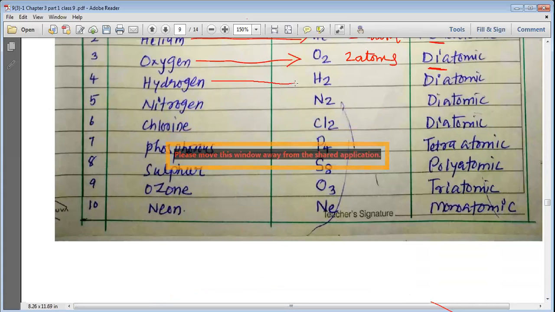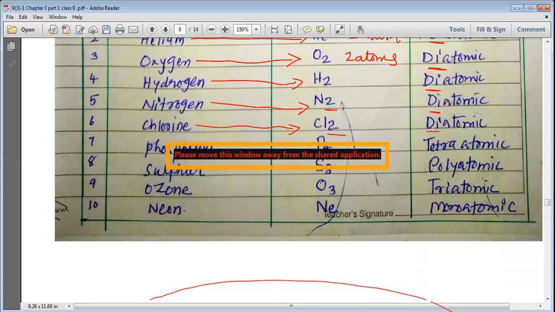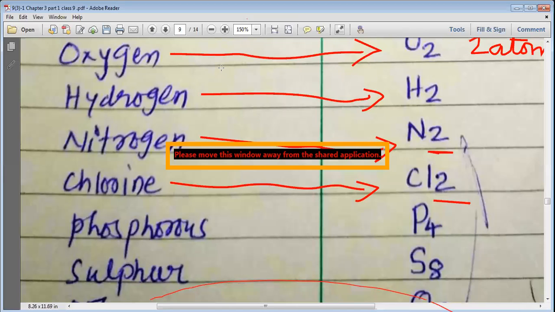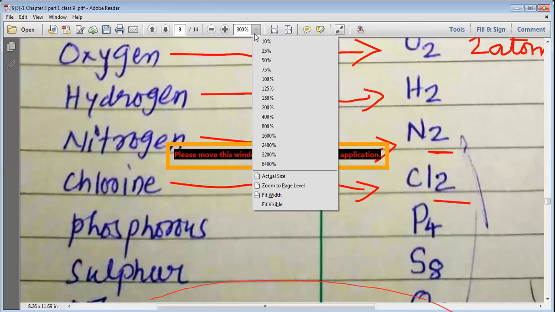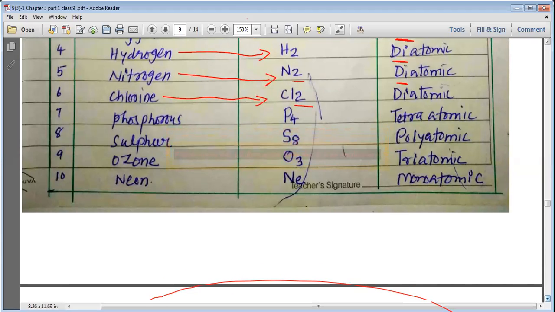In the same way, for hydrogen the molecule is H2, and that is why hydrogen is diatomic. For nitrogen the molecule is N2, so nitrogen is also diatomic. For chlorine the molecule is Cl2, so chlorine is also diatomic. So oxygen, hydrogen, nitrogen, and chlorine have two atoms present in their molecule, and that is why they are all diatomic molecules.